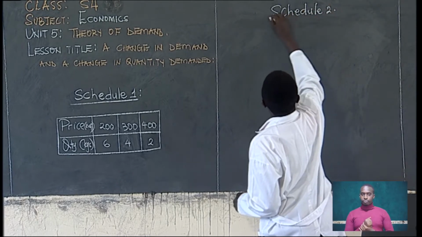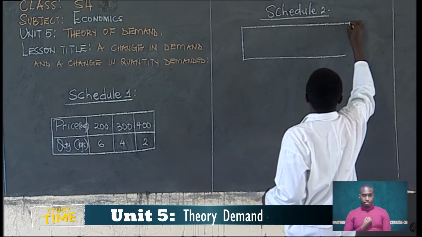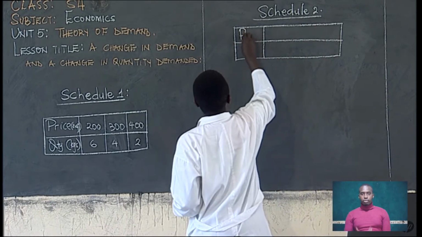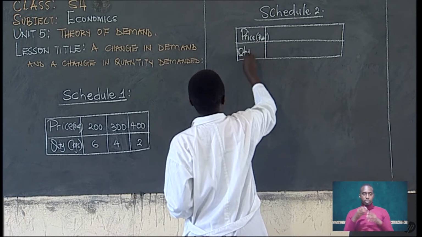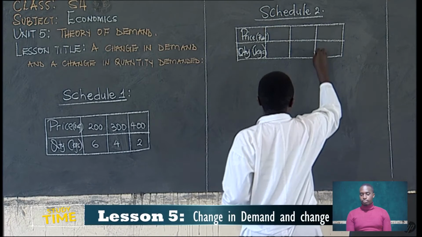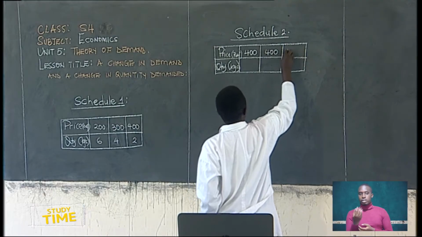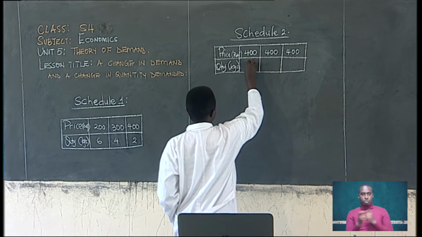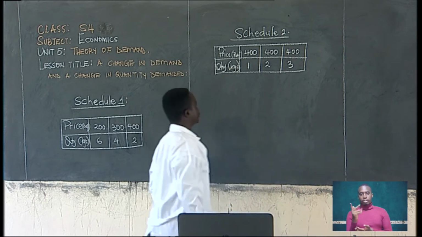Then I have table number 2, or schedule number 2, where we also have my price in Rwandan francs and my quantity demanded maybe in kilograms. Here I have the price of 400, and the price is constant. Then our quantity demanded can be 1 kilogram, 2 kilograms, 3 kilograms. So I want you to analyze these two schedules.